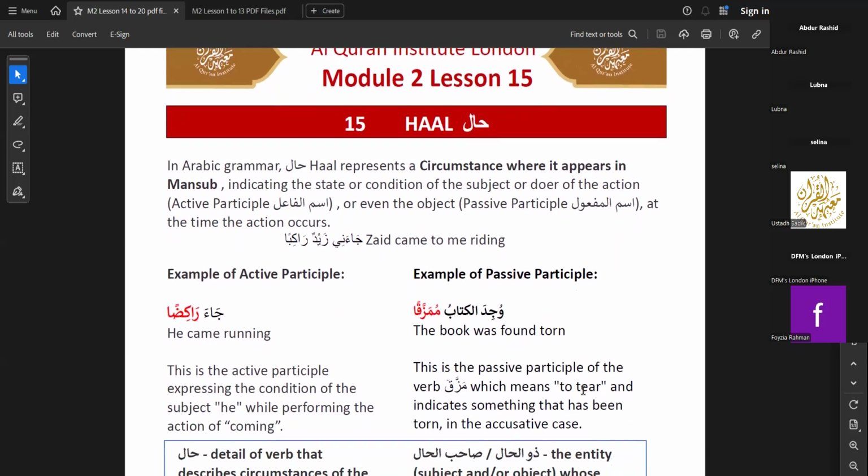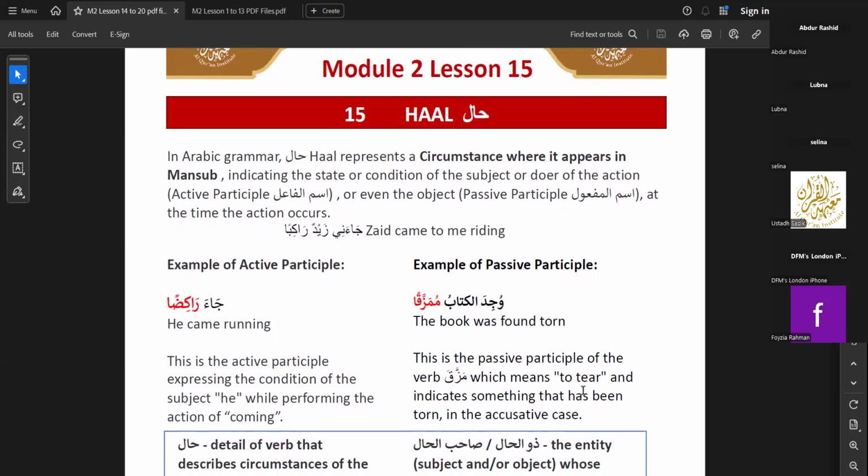Now, I mentioned that it can be in ismu fa'il or ismu maf'ul. Ja'a rakidan. He came running. How did he come? Running. So his hal is running. So this is the active participle. Now, the passive participle. Wujida al-kitabu. The book was found. Wujida al-kitabu by itself, that's complete. The book was found. But additional information, mumazzaqan. Wujida al-kitabu mumazzaqan. The book was found torn.